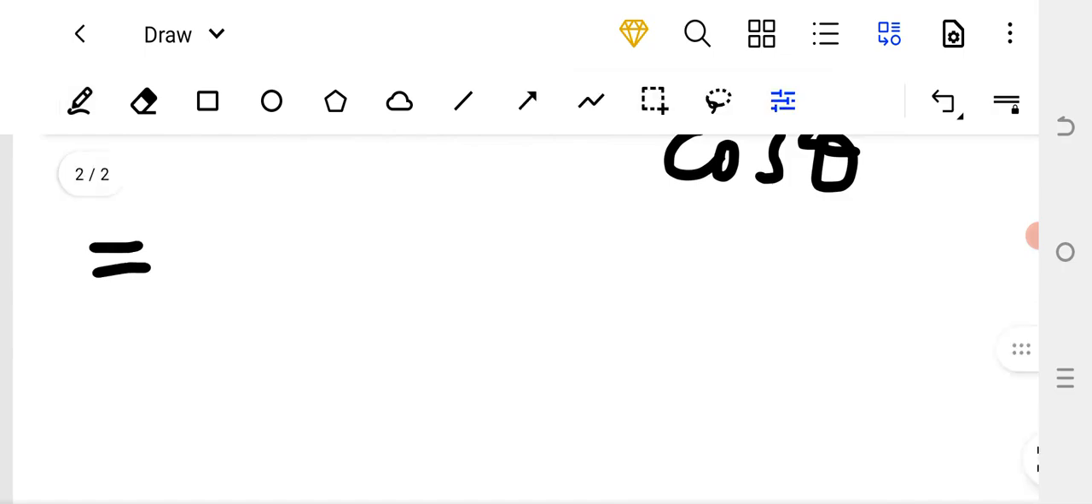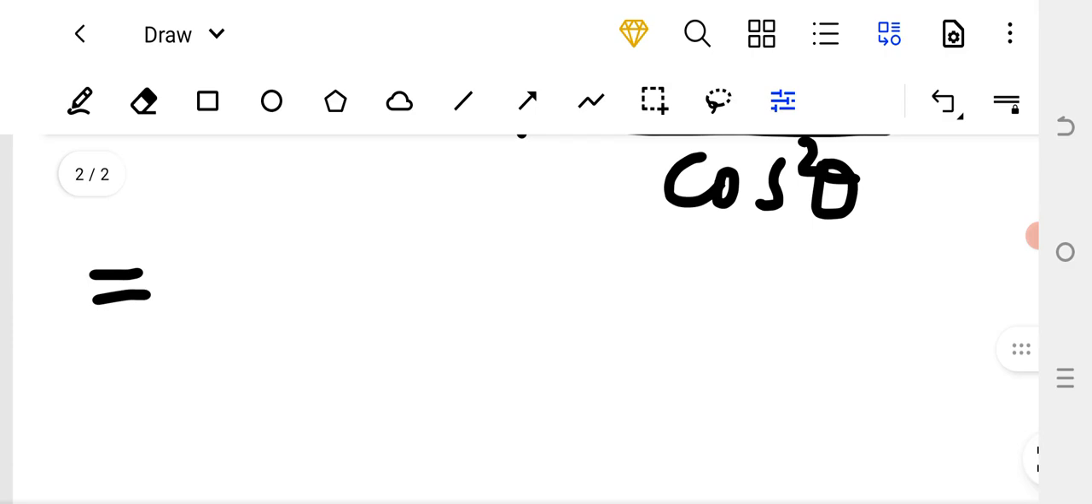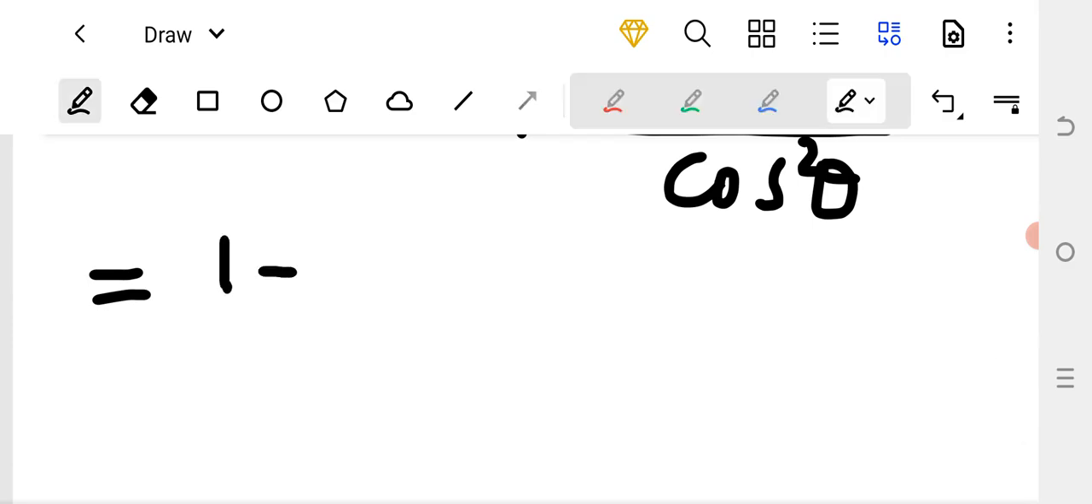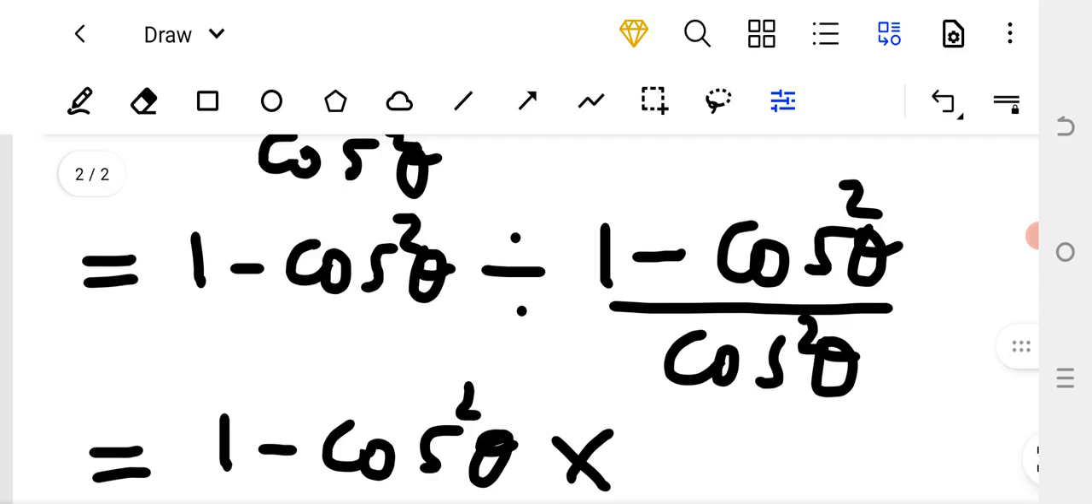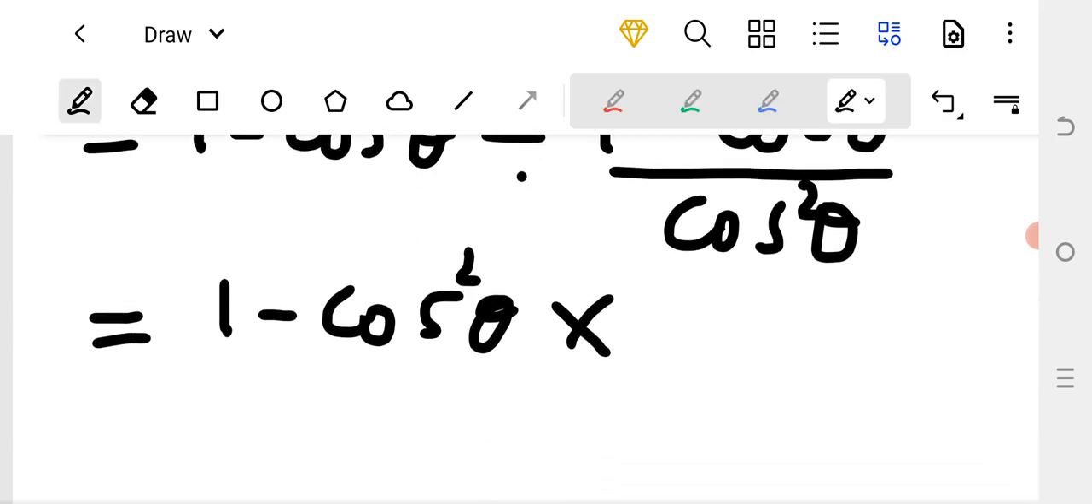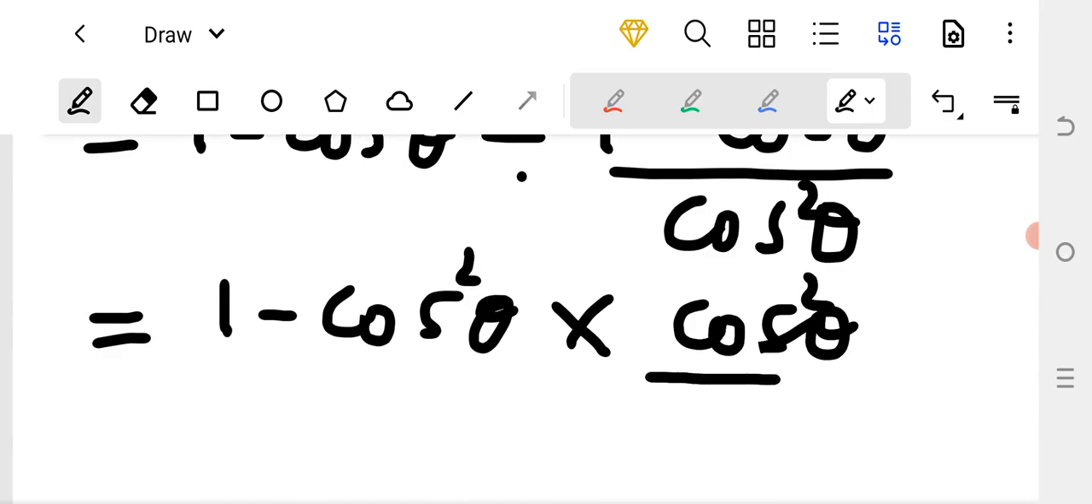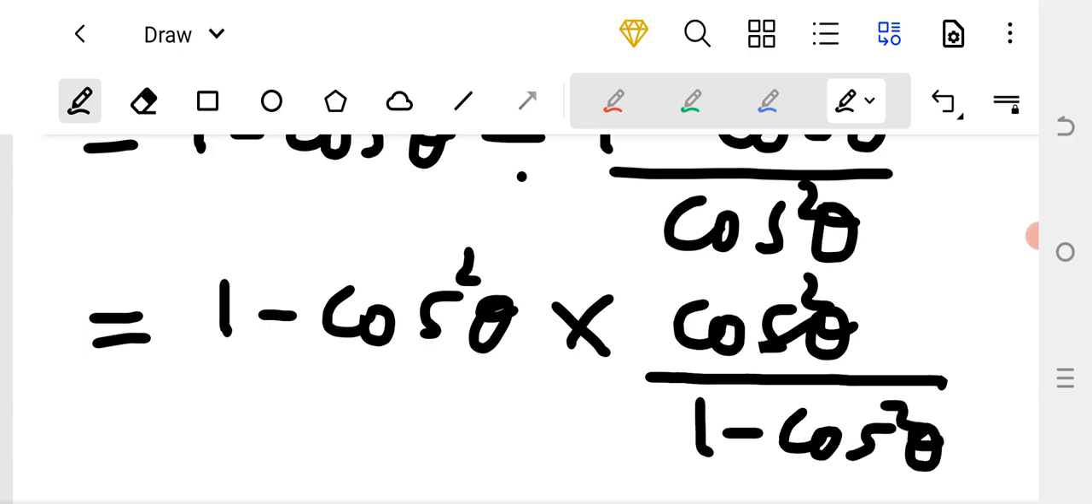So how are we going to do that? We are going to say is equal to 1 minus cos theta squared, which is going to be maintained, then times the reciprocal of this fraction, which is cos theta squared over 1 minus cos theta squared.